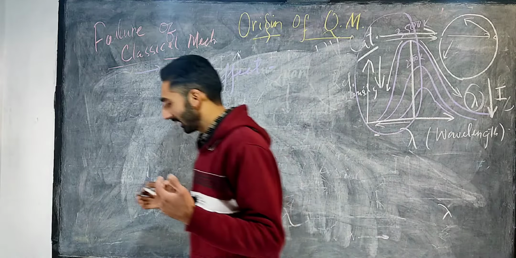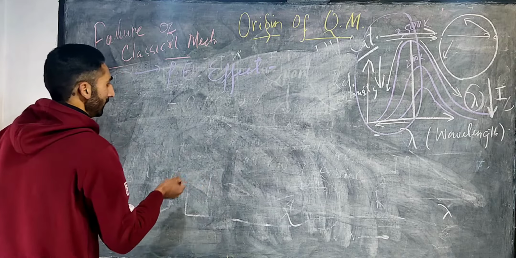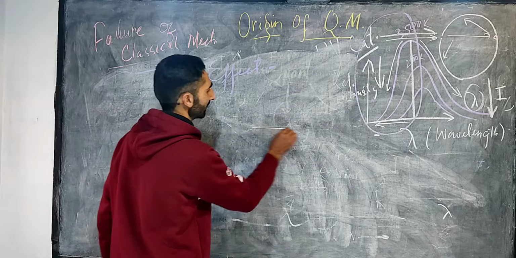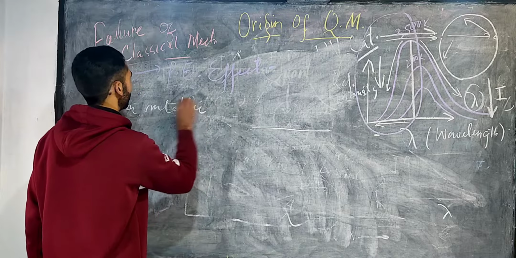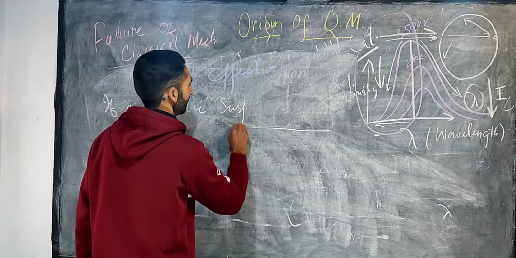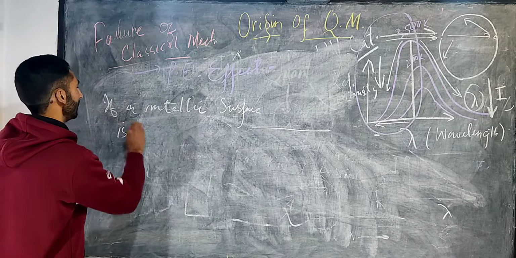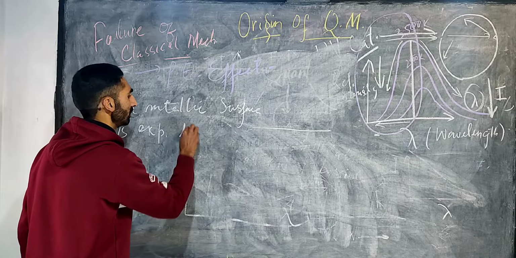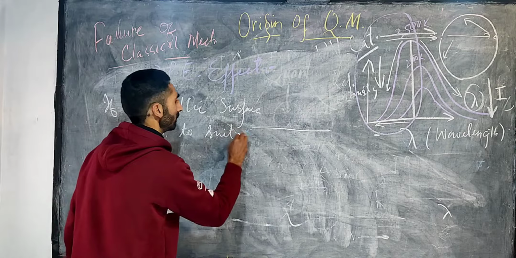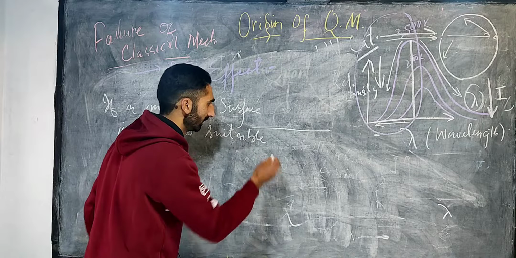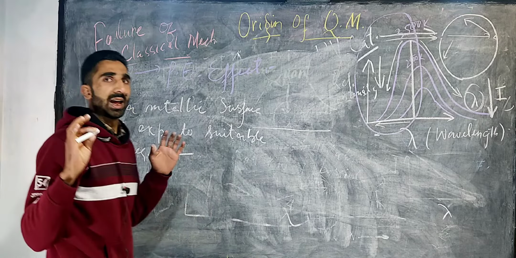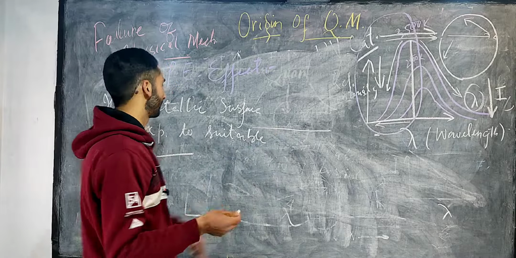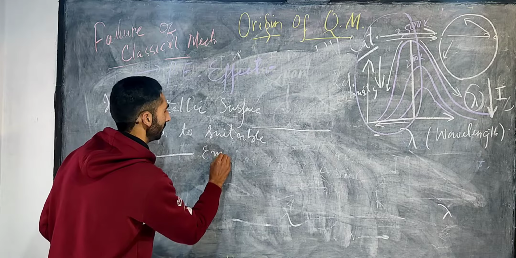So what this experiment actually says is that if a metallic surface is exposed to a suitable frequency of light, then there will be an emission of electrons from that very surface.